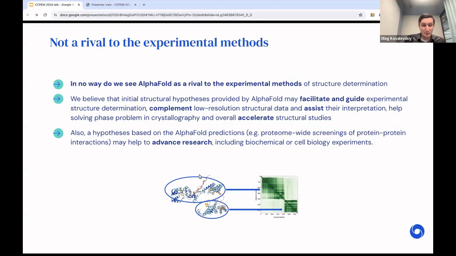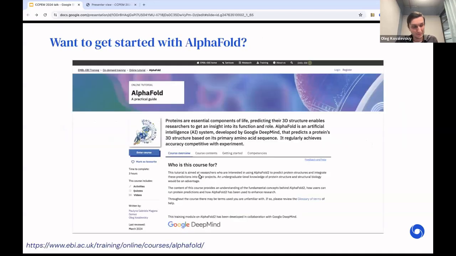And I would like to conclude my talk with an important statement. In no way do we see AlphaFold as a rival or a substitute to the experimental methods. We believe that initial hypotheses provided by AlphaFold may facilitate and guide experimental structure determination, complement low-resolution data, and overall accelerate structural studies. Also, hypotheses based on the AlphaFold prediction may help to advance new research, including biochemical and cell biology experiments. That's our hope.